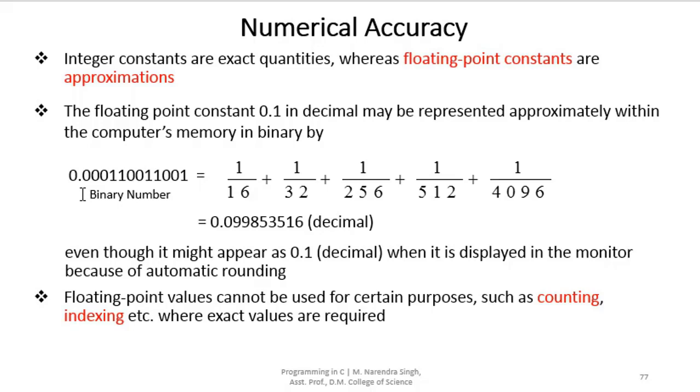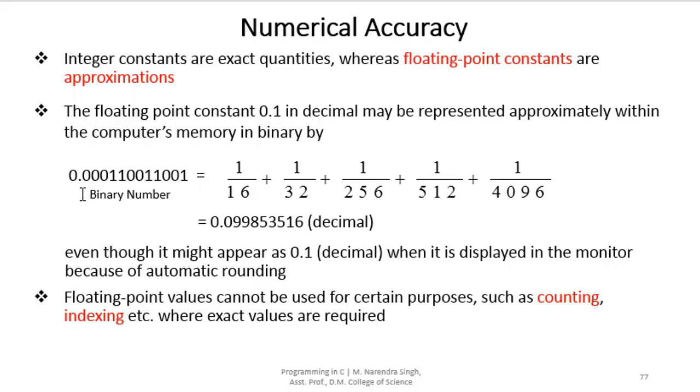So what you have to remember is that the floating point constant 0.1 in decimal is stored approximately as a binary number in the computer's memory, not the exact decimal 0.1, because it is not possible to store it exactly in binary, since in the computer's memory we store numbers in terms of binary. But when we print the number on the monitor, it may appear as 0.1, the exact decimal, because of automatic rounding.